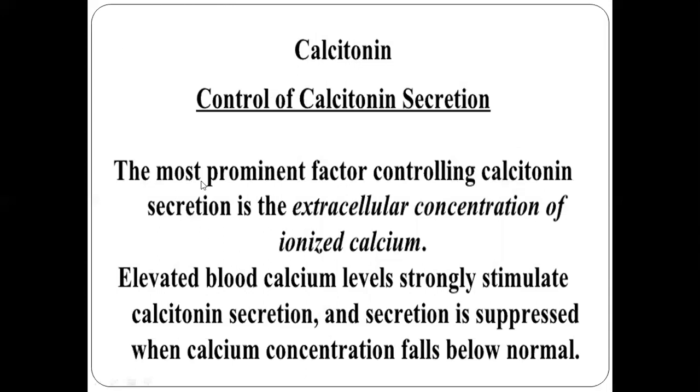So, control of secretion of calcitonin: the most prominent factor controlling calcitonin secretion is the extracellular concentration of ionized calcium. Whenever the calcium levels are increased in the blood, calcitonin will release. Elevated blood calcium levels strongly stimulate calcitonin secretion, and secretion is suppressed when the calcium concentration falls below normal. So whenever the concentration decreases, calcitonin will inhibit itself.